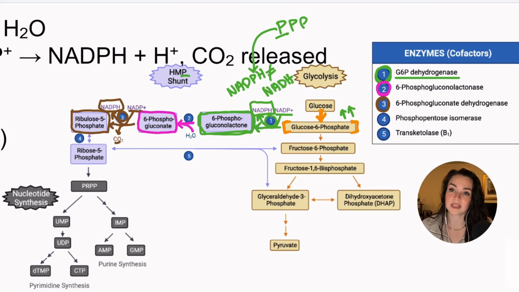Now, all of the enzymes that were specific to the pentose phosphate pathway up until this point, so 1, 2, and 3, have all been irreversible.